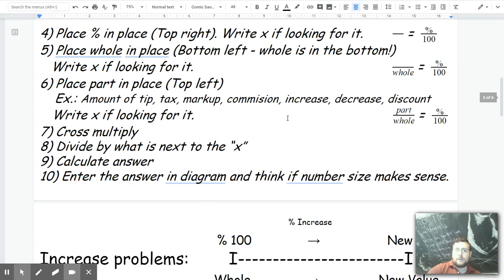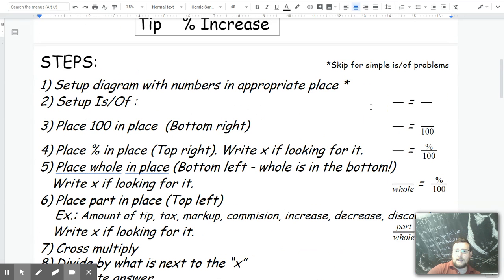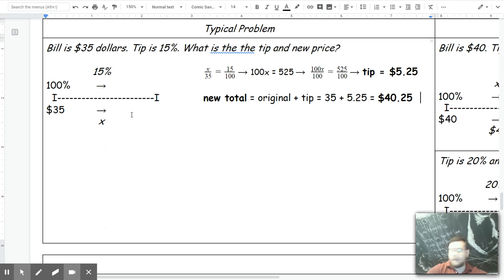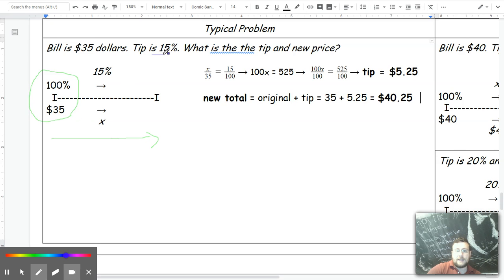So that's exactly what I do, because my first step is to set up a diagram, and you see me doing that right here. I put my $35, which is clearly the original price of the bill, paired up with the 100% because that's my original value. And then you can see that the diagram is heading to the right. The 15%, which is that tip, I put as my increase. And then, of course, that's going to be matched to an actual certain tip amount.